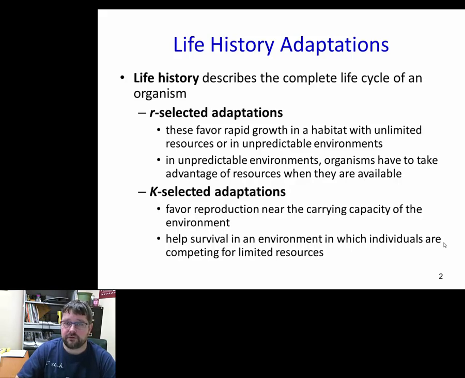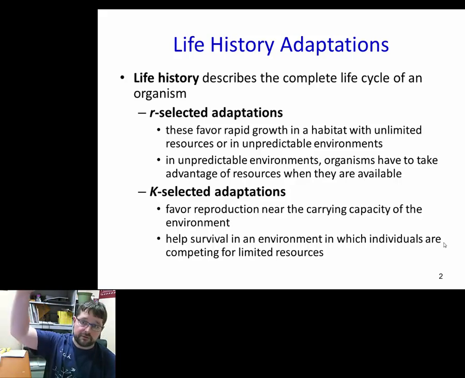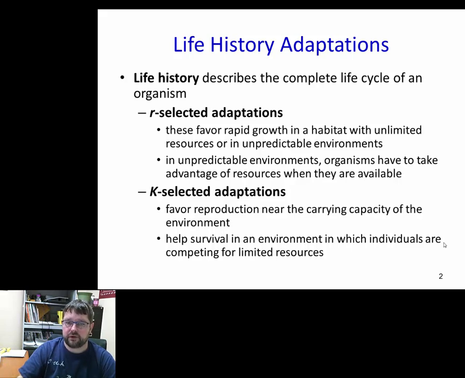K-selected species typically grow much slower. They need a more stable environment. Their reproduction is near carrying capacity at all times. So K-selected species are really stable. R-selected species are normally what we call boom and bust species. So their populations can explode and they shrink, and then they explode again and shrink. K-selected species are fairly stable. So they need a stable environment.